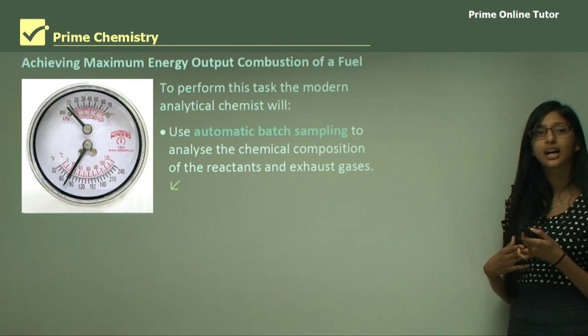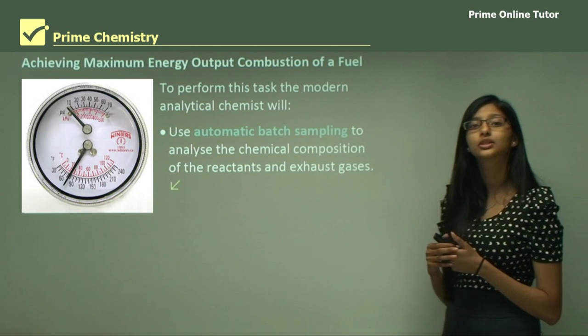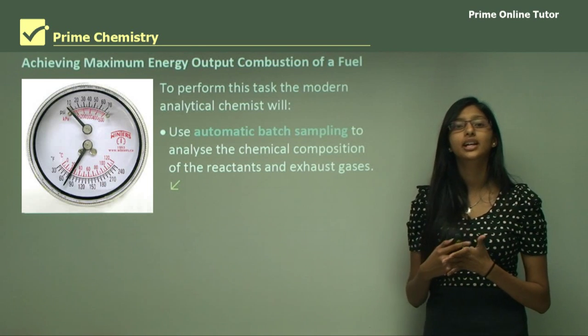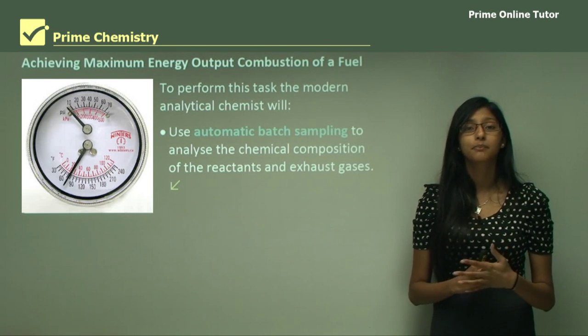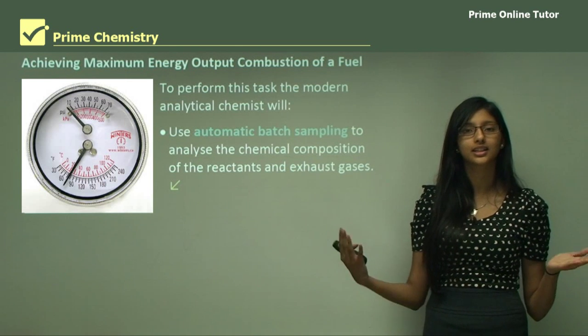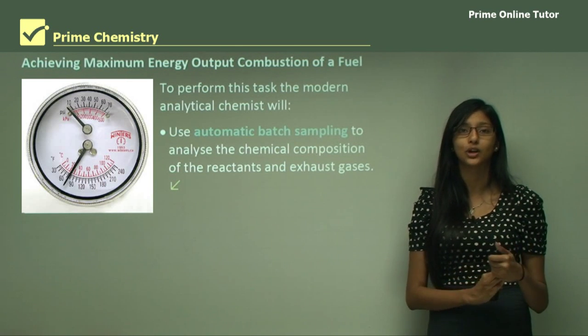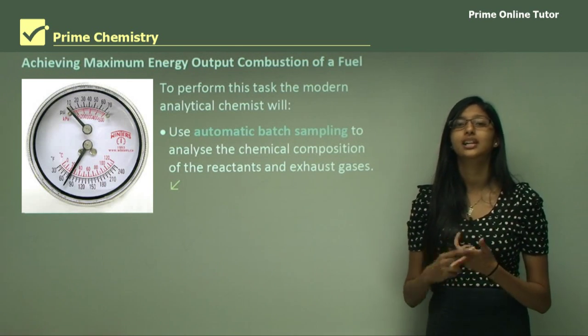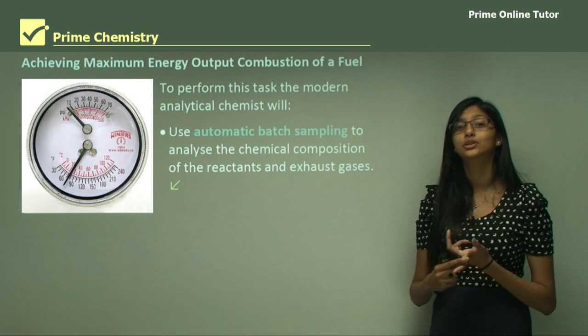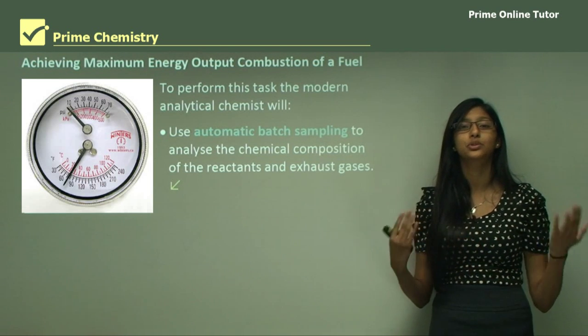Now, this brings us to the end of this section. So we have seen that monitoring a chemical reaction is very important because, for example, in combustion, if you don't monitor the level of oxygen, chemicals such as carbon monoxide and carbon soot will be produced that we do not want.